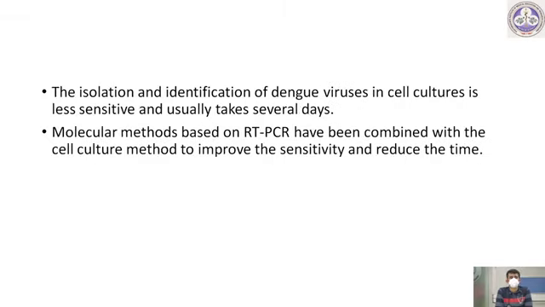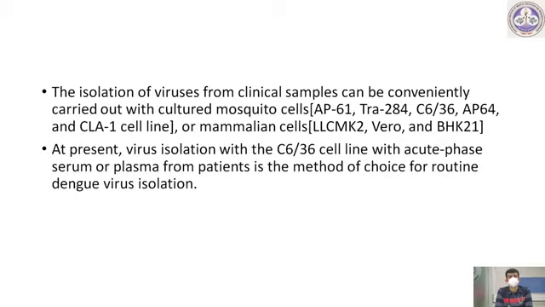The isolation and identification of dengue viruses in cell cultures is less sensitive and usually takes several days. Molecular methods based on RT-PCR have been combined with the cell culture method to improve the sensitivity and reduce the time. The isolation of virus from clinical samples can be conveniently carried out with cultured mosquito cells or mammalian cells. At present, viral isolation with a C6/36 cell line with acute phase serum or plasma from the patients is the method of choice for routine dengue virus isolation.